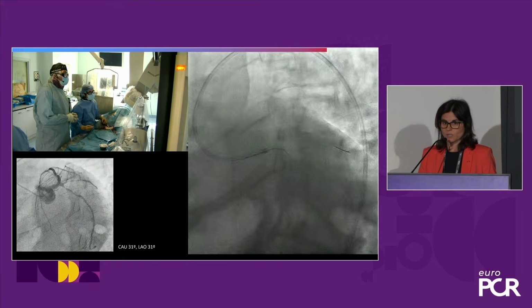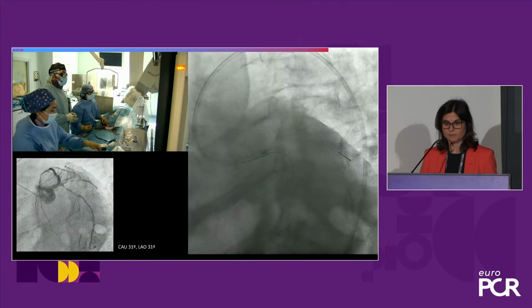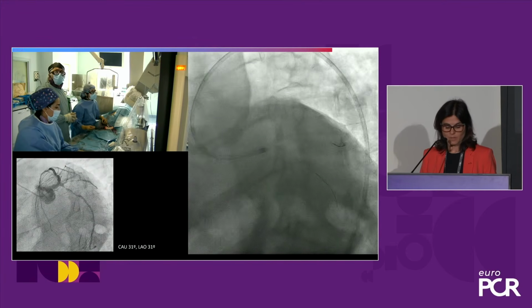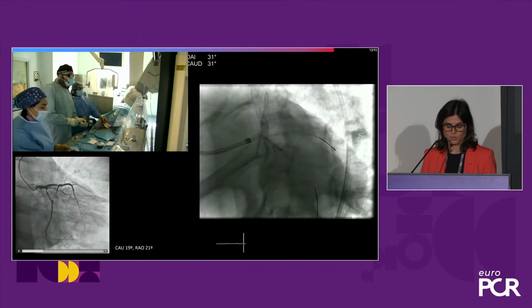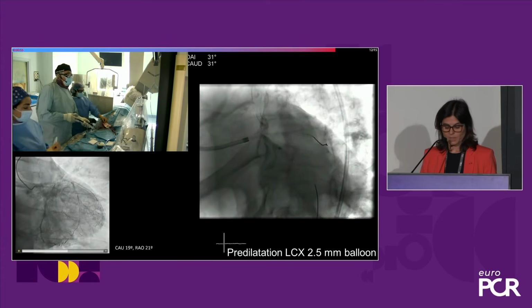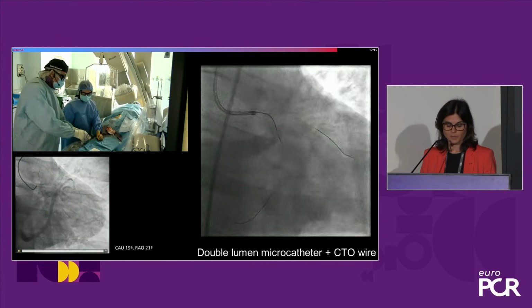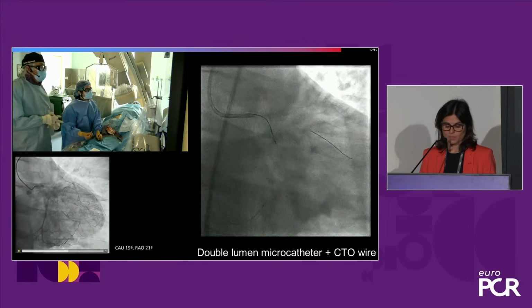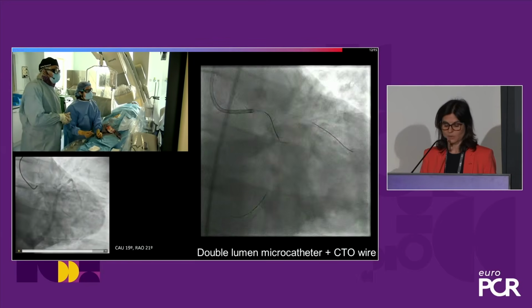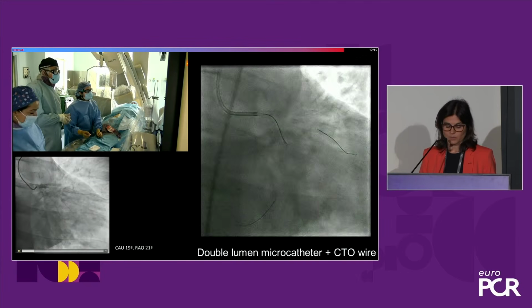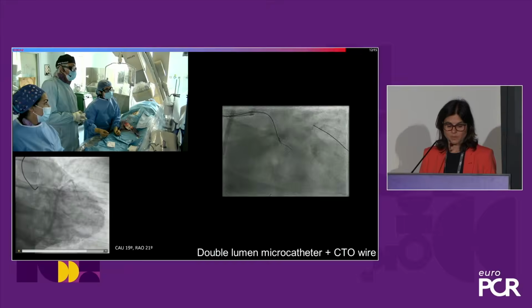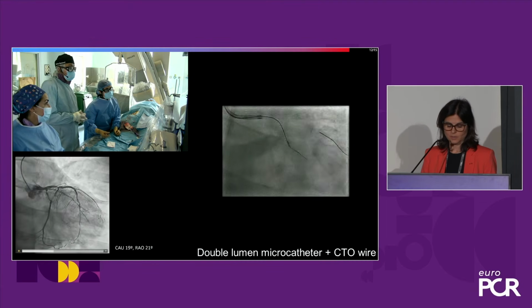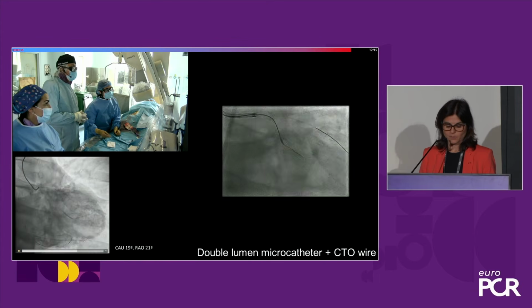After that, we moved to the circ, and again, the idea is the same. So we're going to again wire this circ using the previous angiogram. We pre-dilated, in this case, the proximal part of the circ, and after that, we tried to open the occlusion of the obtuse marginal using a double lumen microcatheter and a CTO wire. In this case, it was a Fielder XTA. You will see that after a few attempts, it was possible to cross this CTO in the obtuse marginal.